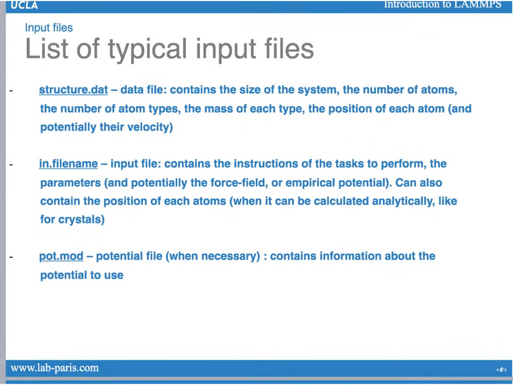So in this file, which we typically write as in.something, as opposed to the data file that we typically write as something.dat, in this input file, what we put is all the instructions. So what types of simulation do you want to do, at which temperature, at which pressure, etc. And potentially, we will put the information about the force field, the potential parameters, although this can also be placed in a separate file.